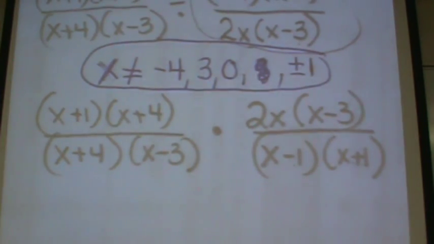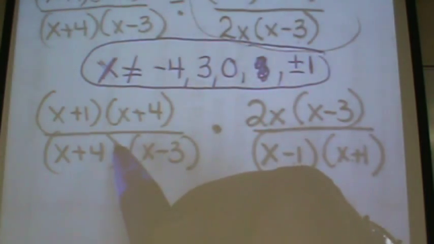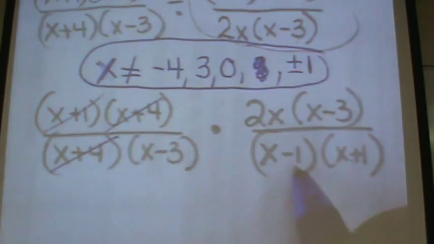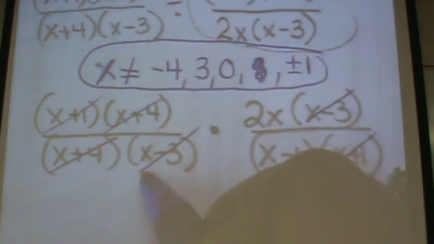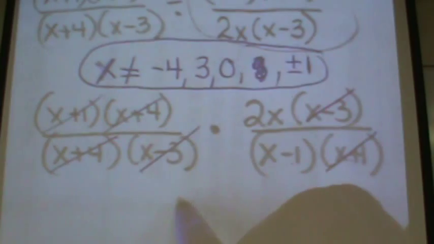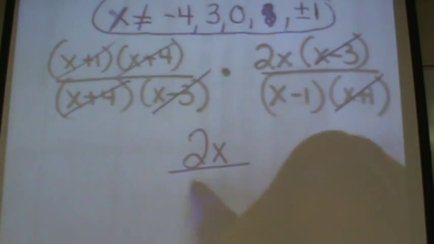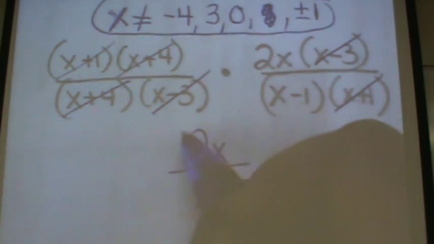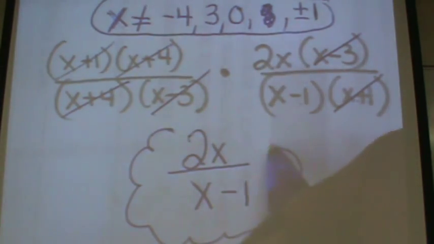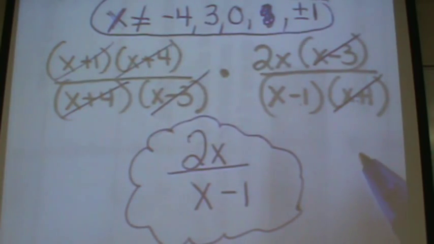Okay, what cancels? X plus 1, x plus 4, what else? X minus 3. That's it. You're left with 2x over something. This is the simplified answer. And these are your restrictions.